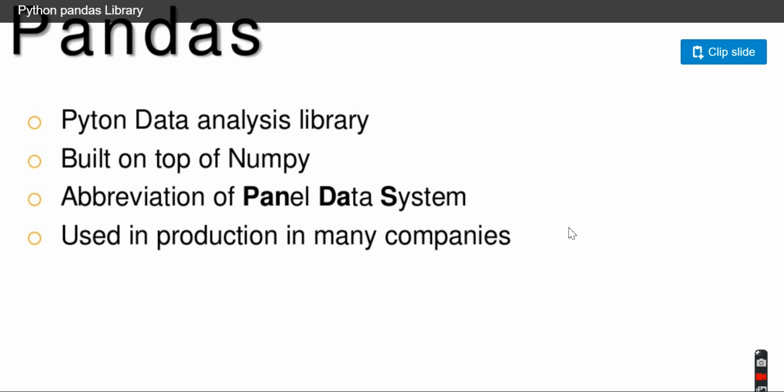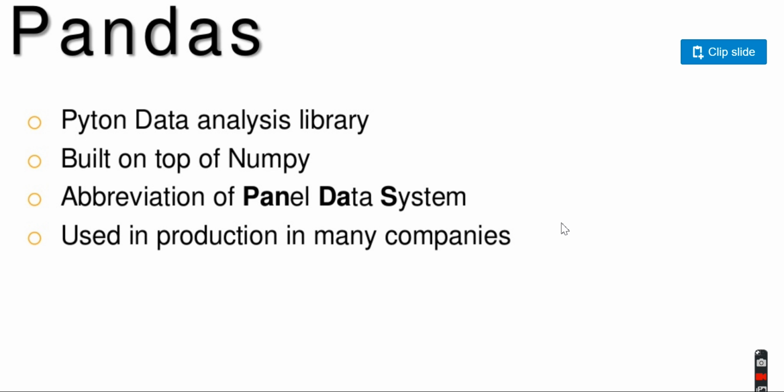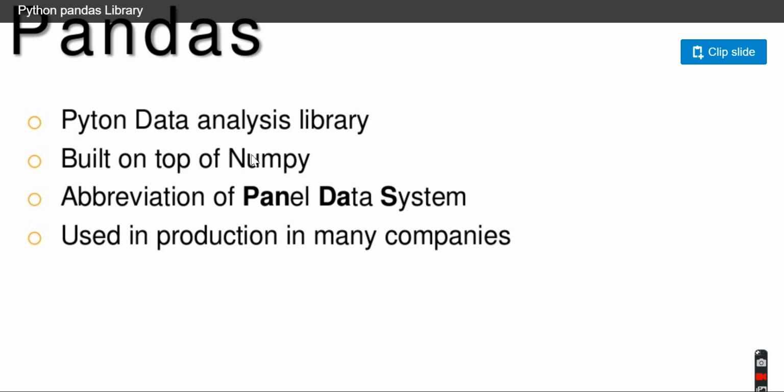Now what is Pandas? Pandas is the abbreviation of panel data system. Data analysis for data science needs a particular panel, that is a data system. So we need this particular Python data analysis library, a panel data system, which in short we are going to call Pandas. Pandas is for panel data system.